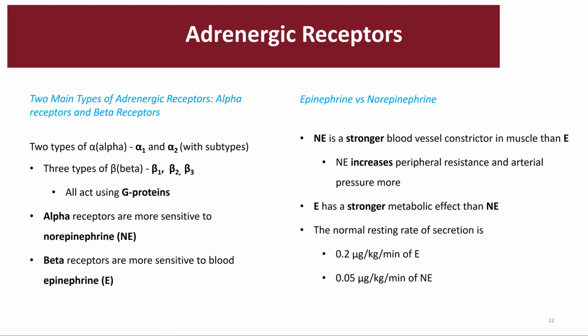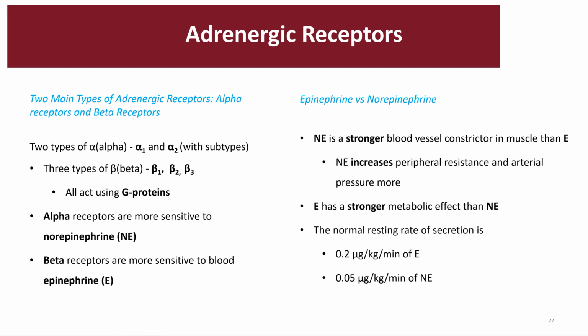Norepinephrine will increase the peripheral resistance by constricting down and then boosting up the amount of friction and resistance that the blood has to resist. And it will also increase arterial pressure because your heart will have to work harder to pump the blood. Epinephrine has a slightly stronger metabolic effect.